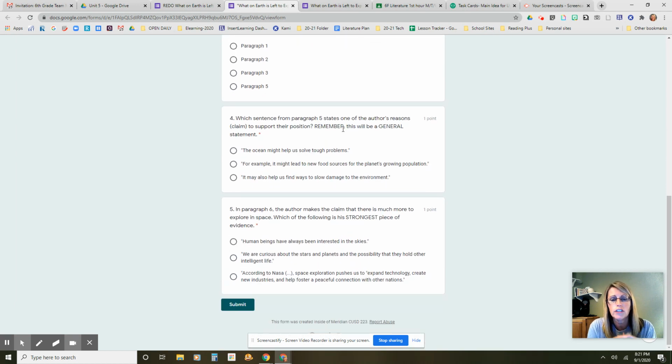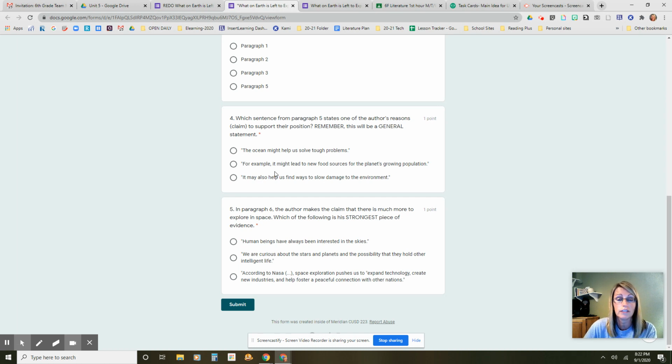Number 4, remember we talked about how a claim is a very general idea, kind of overarching, whereas evidence is details. If you look at these, these are the author's reasons, so we're looking for a general statement. The ocean might help us solve tough problems. For example, it might lead to new food sources for the planet's growing population. It may also find us ways to slow damage to the environment. Hopefully you're looking at this being like, oh, this one right here, the ocean might help us solve tough problems. That's very general. So you might say, okay, what problems? And that's what your details do. They answer questions like this.